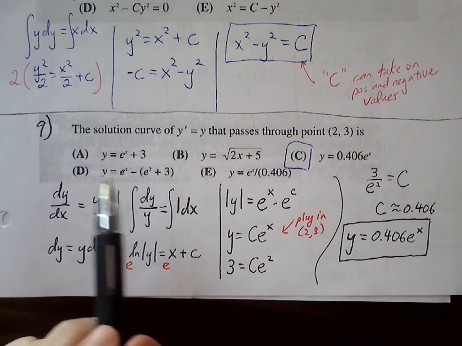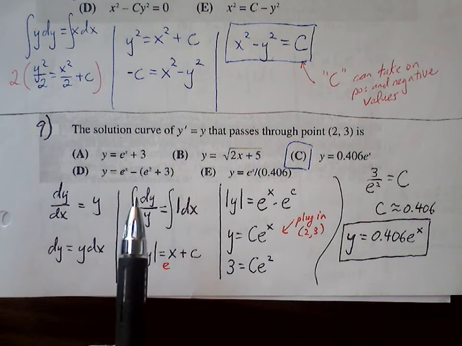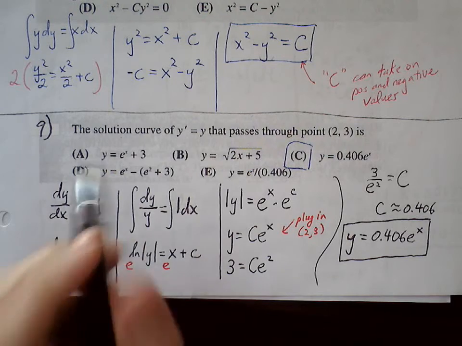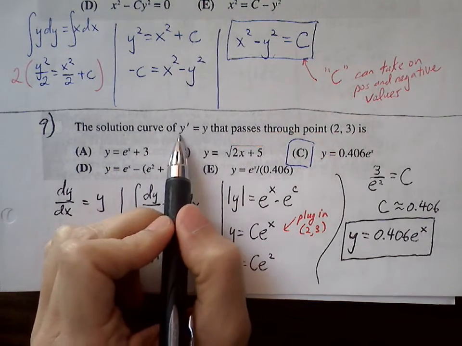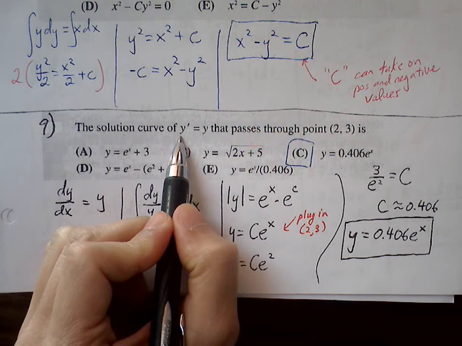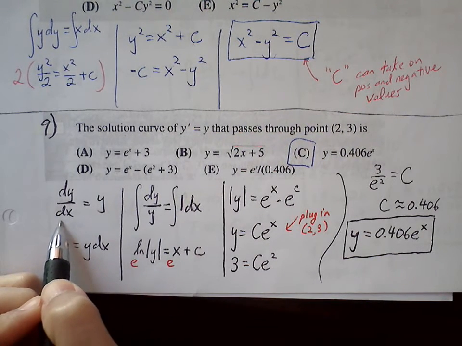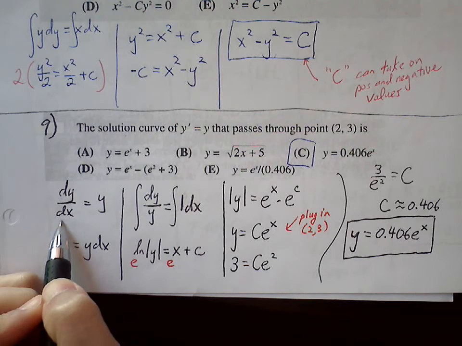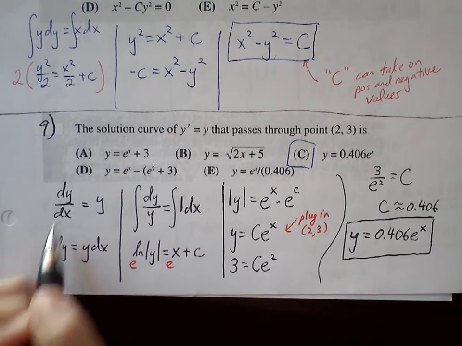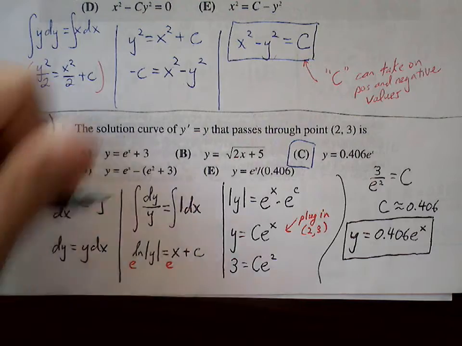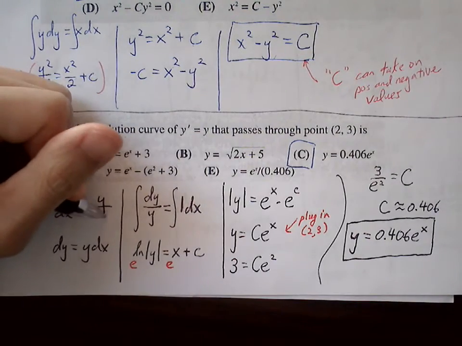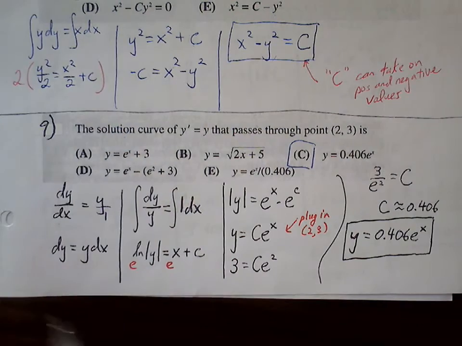The solution curve y prime equals y that passes through the ordered pair (2, 3) is. So let's make this a little bit more descriptive here. y prime is the same thing as dy over dx. So rewrite it as dy over dx. Cross multiply. I get y dx equals 1 dy. Take the antiderivative.